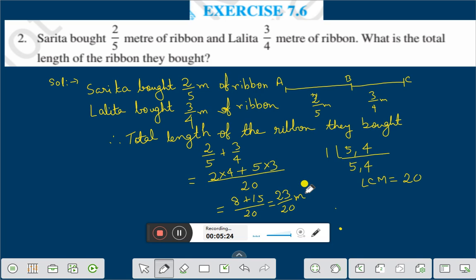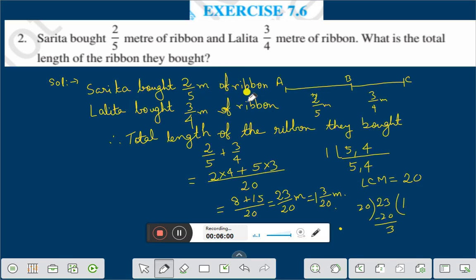23 by 20 meter, or you can find the mixed fraction also, that is if I divide 23 by 20, we will find 1, 23 minus 20 is 3, that is equal to 1 whole 3 by 20 meter, right?